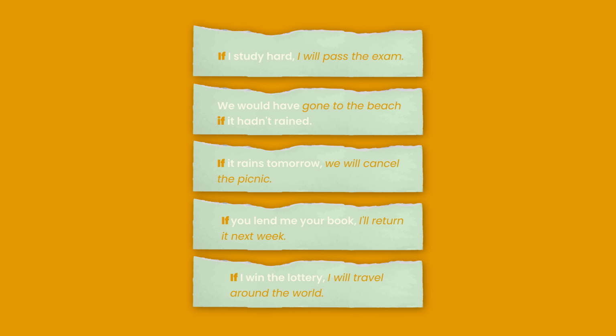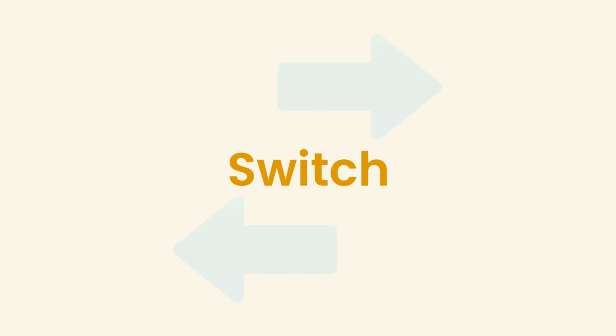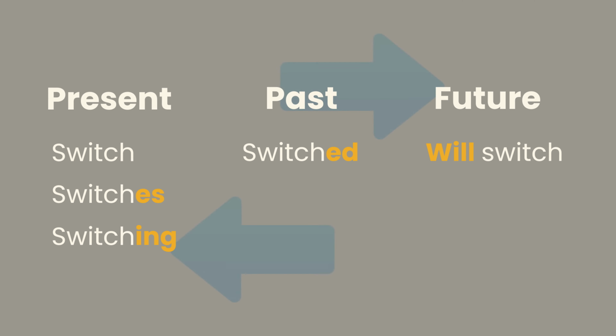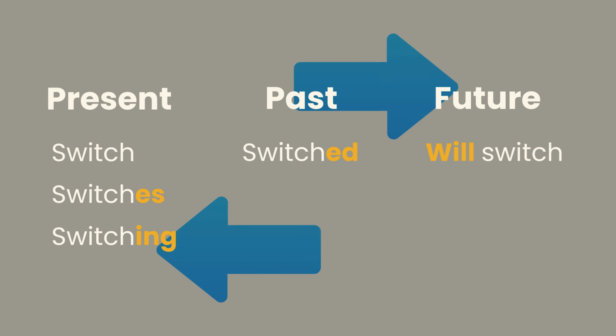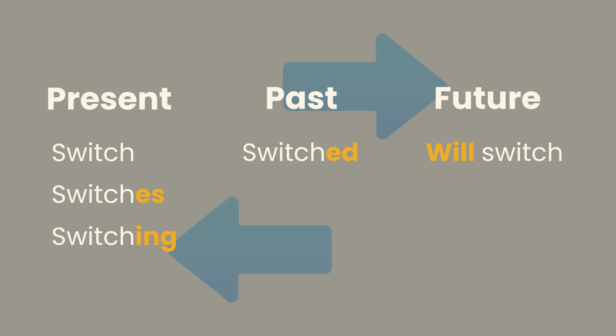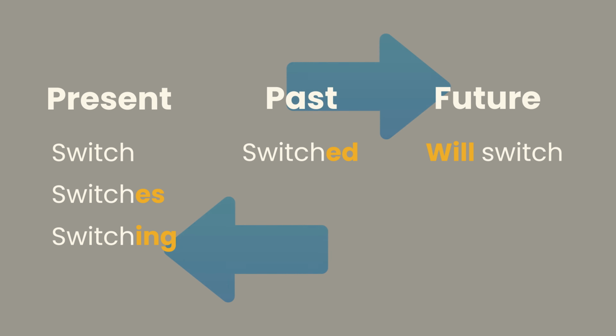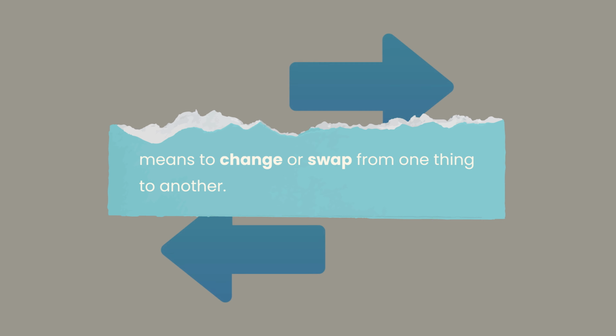One more thing. We will learn a new verb, switch. Let's see how this word is used. Present: switch, switches, switching. Past: switched. Future: will switch. The verb means to change or swap from one thing to another.